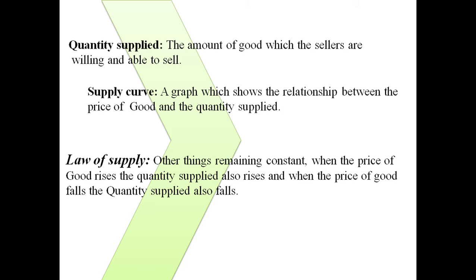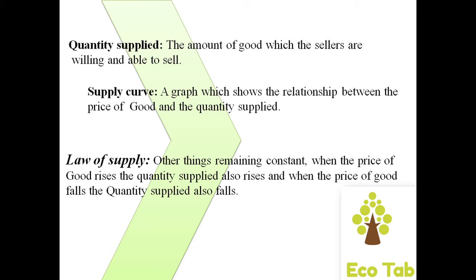Supply curve: a graph which shows the relationship between the price of a good and the quantity supplied. This is a direct relationship. In the case of the demand curve, we had noticed an inverse relationship, and here we have the difference of a direct relationship. If price increases, sellers will sell more of that good. And if price falls, sellers will sell less of that good.